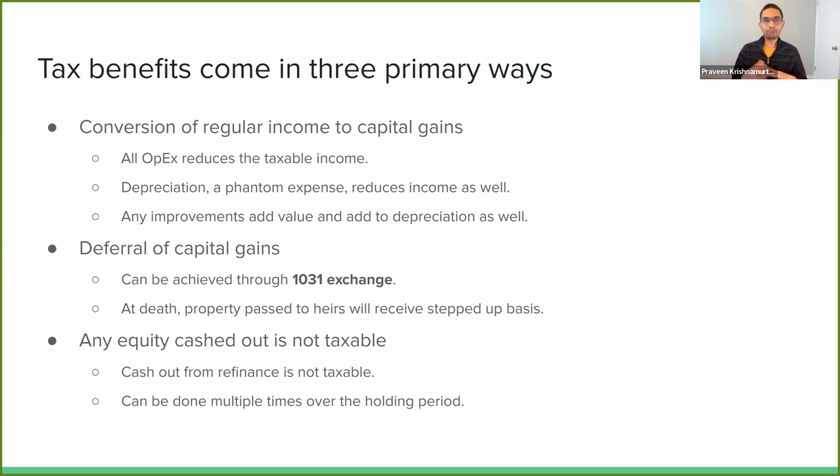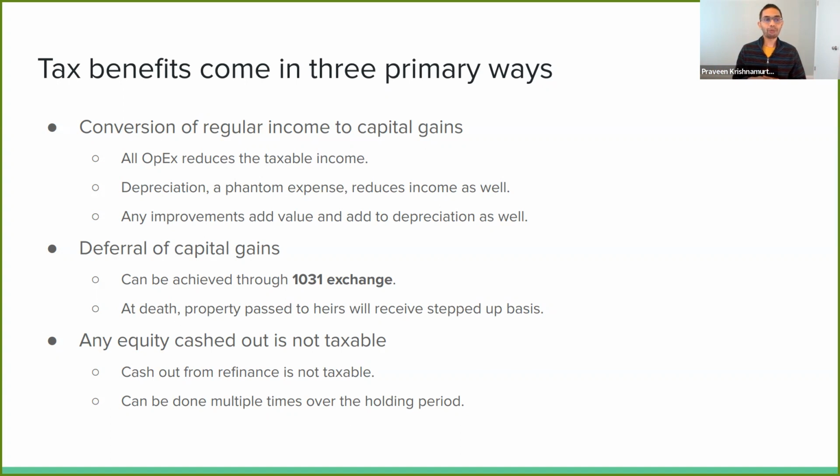The next thing is any improvements that you make, like you add a new kitchen or a new unit, that adds to the value of the property, but also that trickles down into depreciation, because that has a finite life. You can start depreciating that as well. So we'll see this first bucket of conversion of regular income to capital gains more concretely on the next slide, where we are looking at an example with Schedule E.